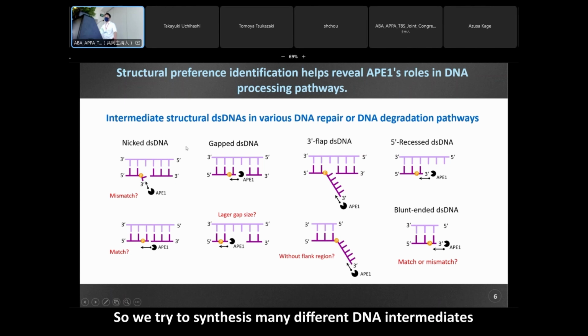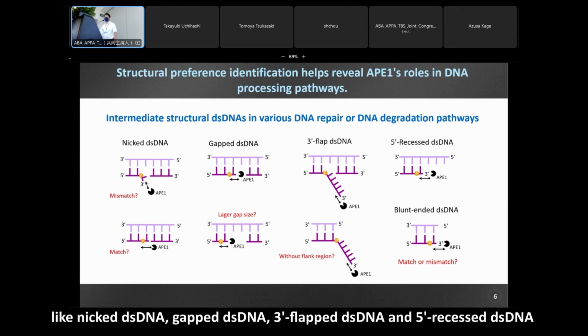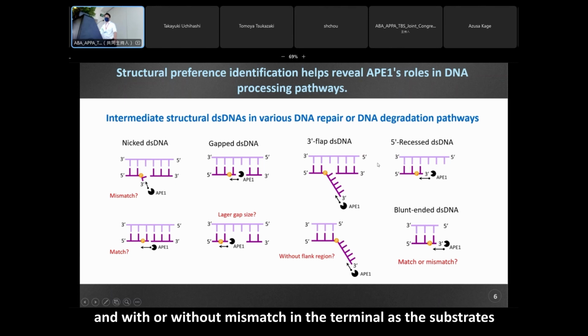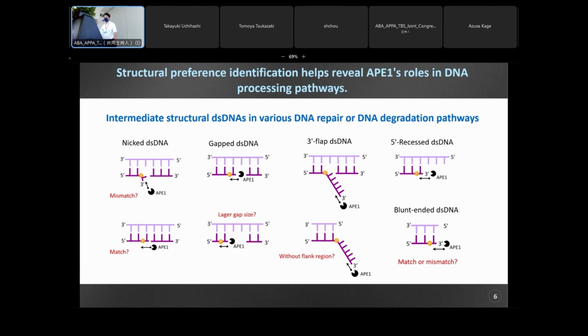So we tried to synthesize many different DNA intermediates, like nicked double-strand DNA, gapped double-strand DNA, 3' flap double-strand DNA, and 5' recessed double-strand DNA, with or without a mismatch at the terminal, as substrates to reveal the role of APE1 structural preference. I will show you our result later.